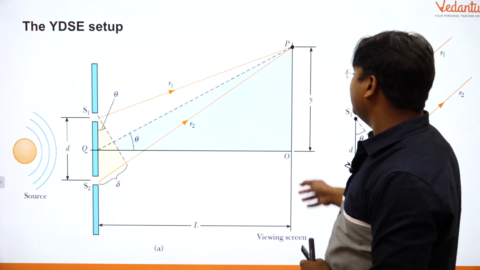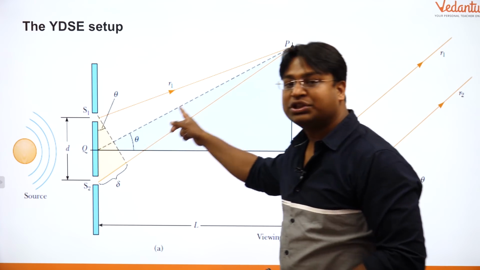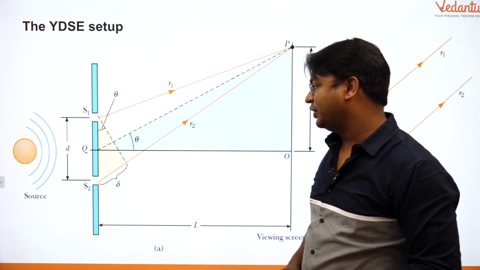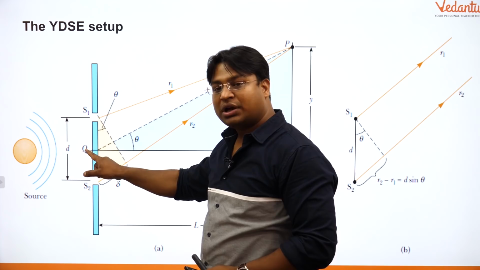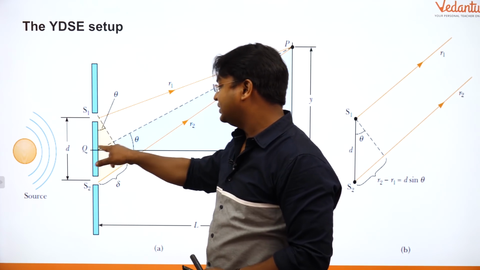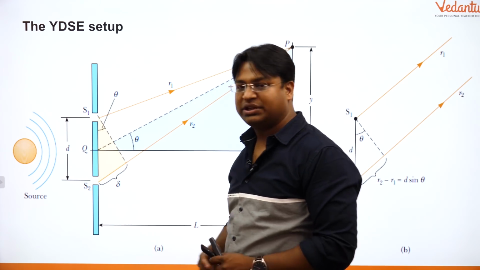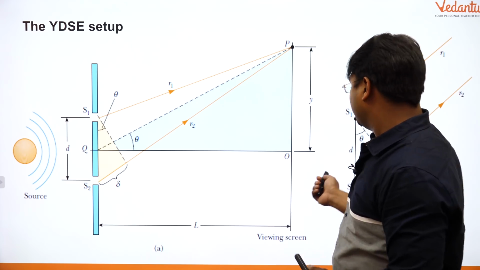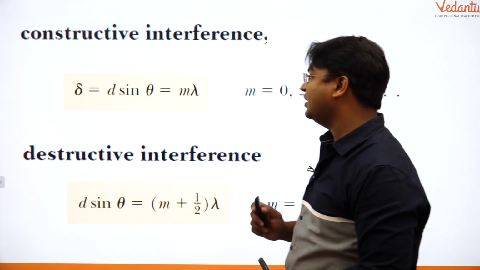See, what is theta? Theta is the angular position of point P. Now what is the angular position of point P? If we connect the midpoint of the two slits with P, then this angle is called theta. Okay, so this is the case. The path difference is d sine theta.